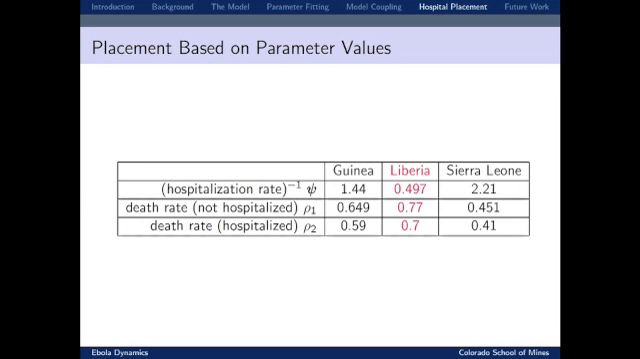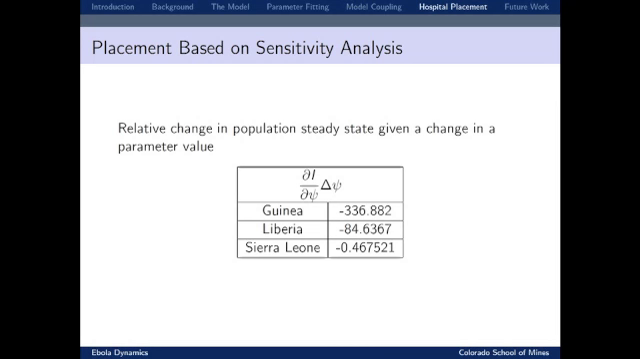Next, we looked at the death rate parameters for non-hospitalized and hospitalized individuals, respectively. We see here in Liberia this value is the greatest, which corresponds to the death rate being highest in Liberia. The death rate in Liberia is over 70% compared to the other countries, which range from 40 to 60%. This indicates that Liberia might have the most need for a hospital.